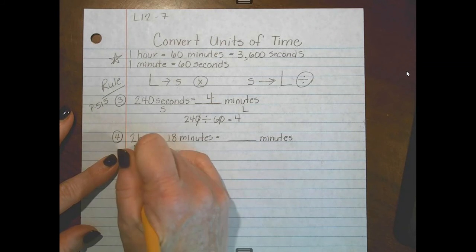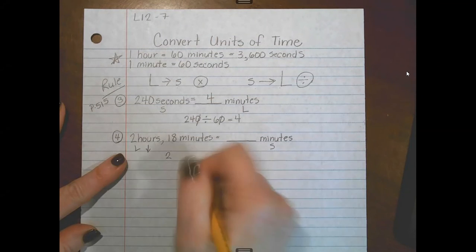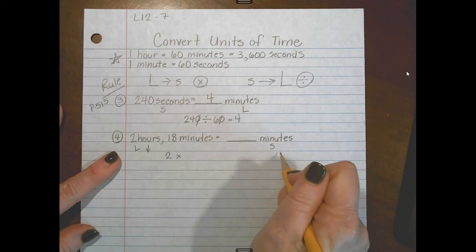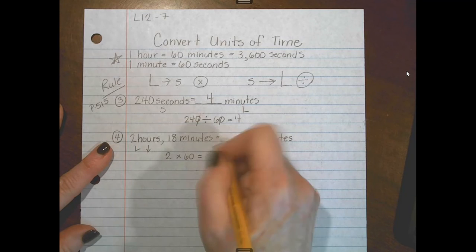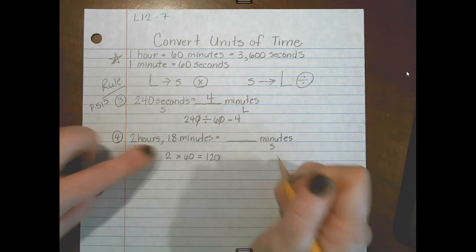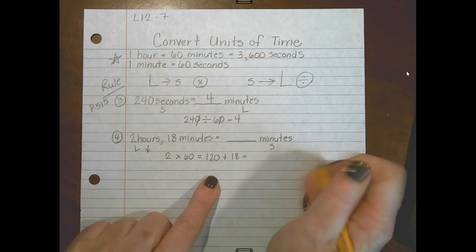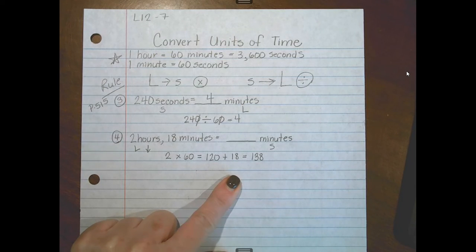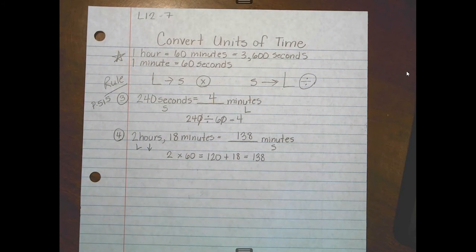Now, we're going from larger unit to smaller unit when we go from hours to minutes. So that is going to be larger to smaller. We're multiplying, and there are 60 minutes in an hour. So the 2 hours would actually be 120 minutes. But don't forget, we have these 18 minutes, right? So 120 plus 18 gives me a grand total of 138 minutes. So 2 hours, 18 minutes is equal to 138 minutes.